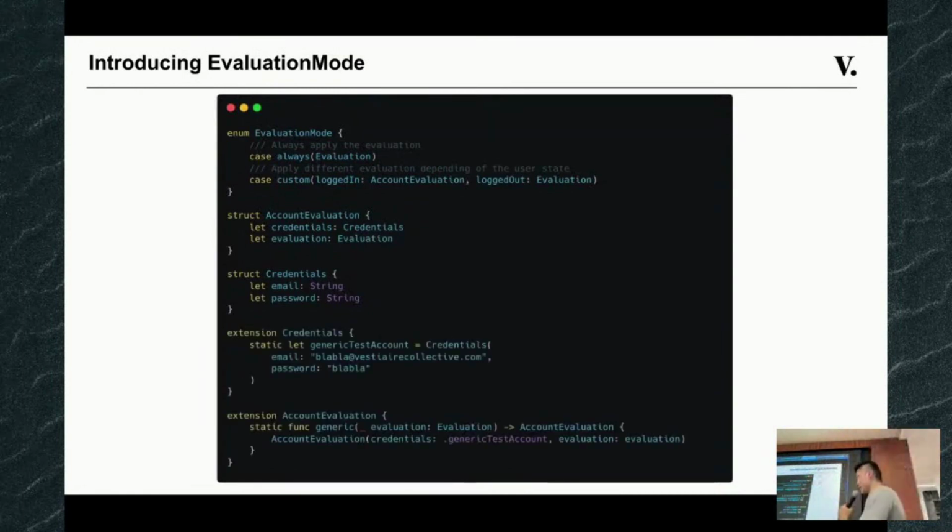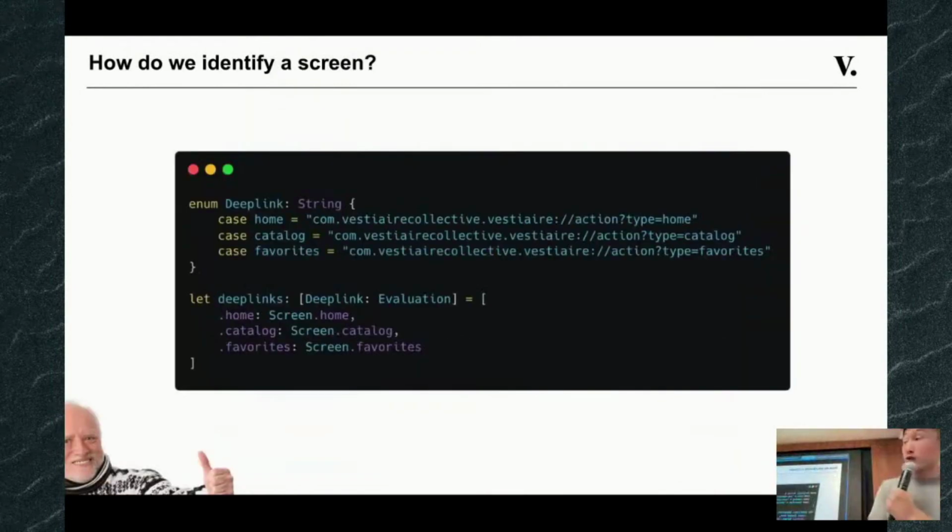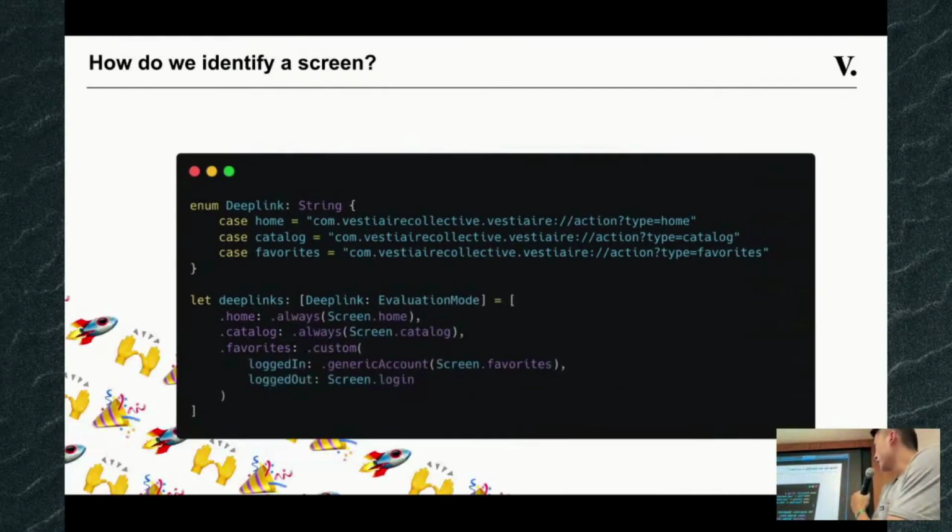Then we can create some kind of helpers. For example, for the credentials, we can have some generic test accounts. Of course, those credentials do not work, do not test them. And then we can extend account evaluation to use these generic accounts. So if we sum this up, we move from this, which is basically a fair first try, to this, which is basically saying that the home page should always display the home page.